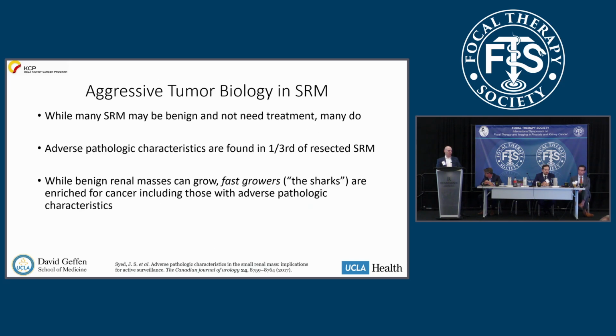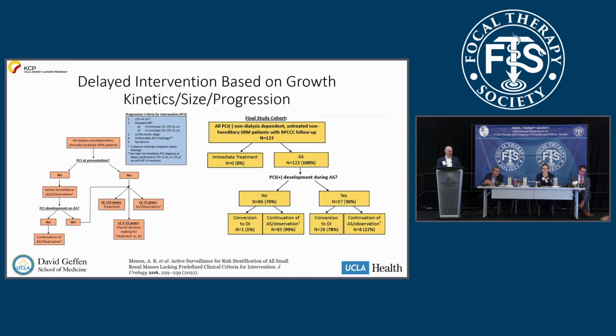And I would make a point that while many small renal masses may be benign and not need treatment, many do. And adverse pathological characteristics can occur in small renal masses. And we had a study of a couple hundred patients less than 4 centimeters. There are high-grade tumors. There are T3 tumors. There are tumors with sarcomatoid, rhabdoid, high-grade lymphovascular invasion. So while benign tumors can grow, most of these fast growers or sharks are going to be enriched for bad tumors.